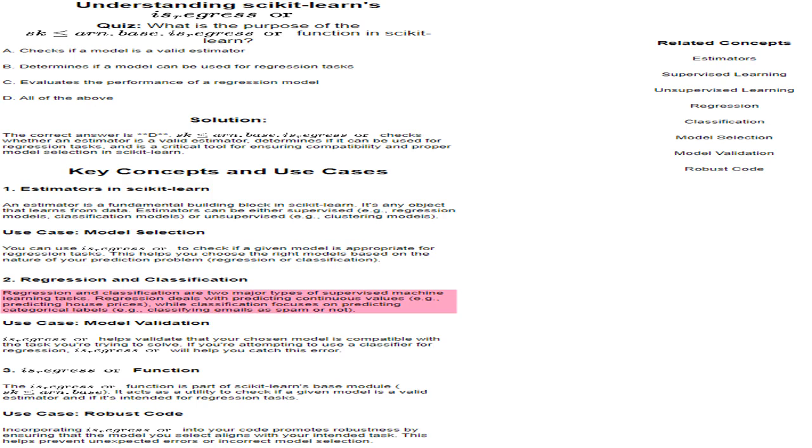In a regression problem, you might use a linear regression model to predict the price of a house Y based on its size X using an equation like y = ax + b. In a classification problem, you could use a logistic regression model to predict if an email is spam (Y=1) or not spam (Y=0), based on its content X. You can use isRegressor to check if a given model is appropriate for regression tasks. This helps you choose the right models based on the nature of your prediction problem.